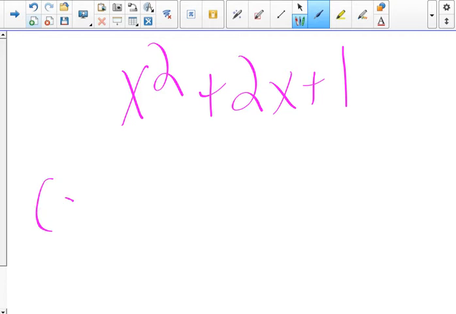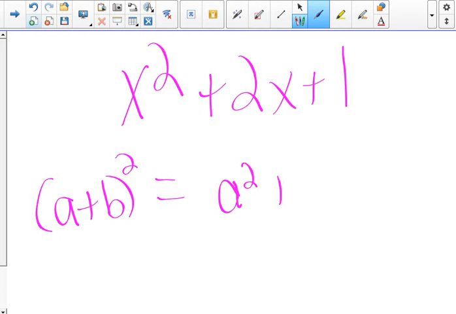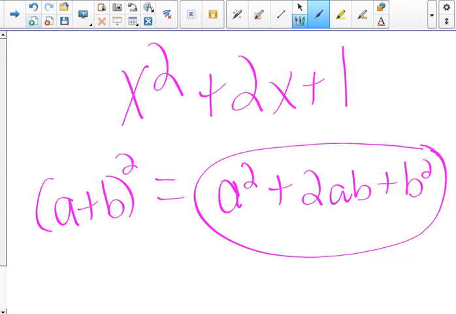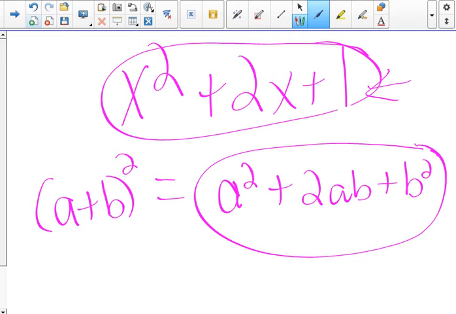Remember when we had (a plus b) squared in algebra 1? We said that's equal to a squared plus 2 times a times b plus b squared. Remember that rule? And then in algebra 2, we looked at things and decided, does it fit this rule? Well, when you look at this, you recognize that is a binomial squared.